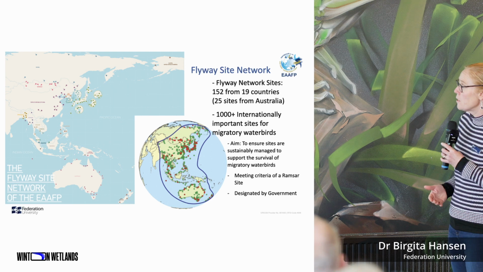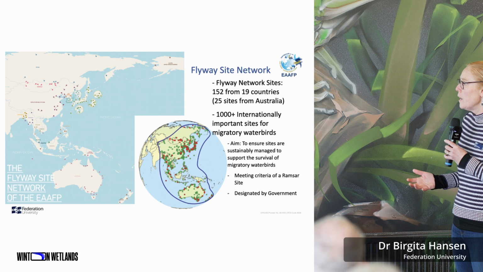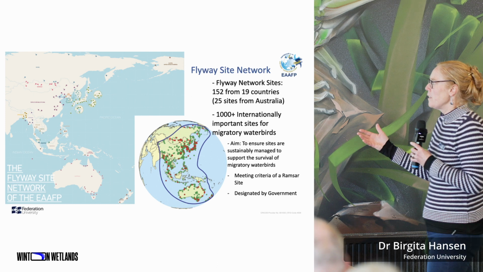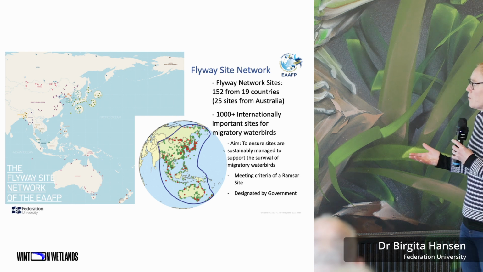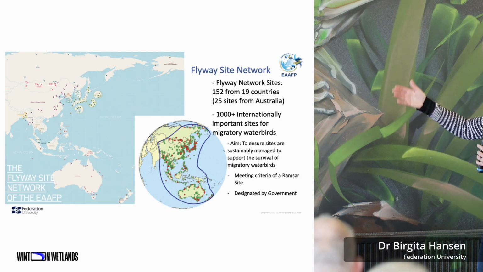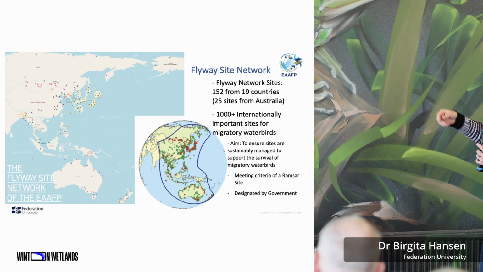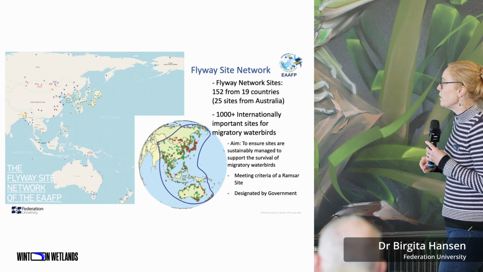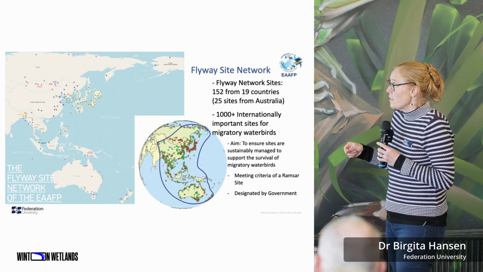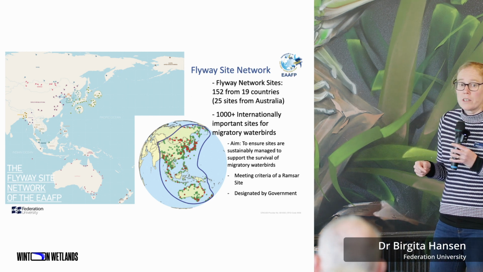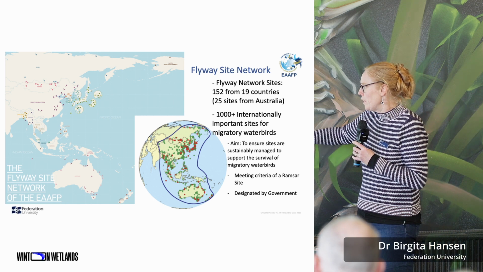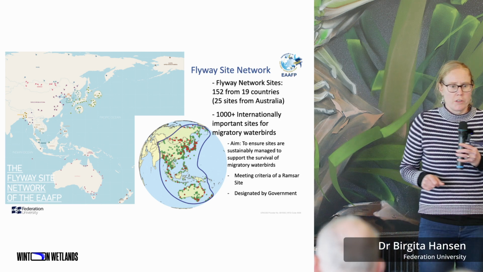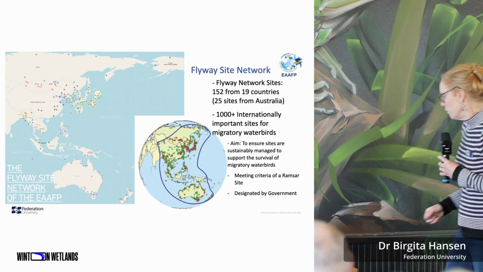So they have their flyway site network, which is intended to designate sites based on these importance criteria and for the conservation of these migrators. So this is not just shorebirds, this is all migratory waterbirds here. So there's 152 sites across the flyway, 25 of those in Australia. They have 1,000 sites that are internationally important for migratory waterbirds. And the important thing is that they use the Ramsar criteria for those flyway site designations.